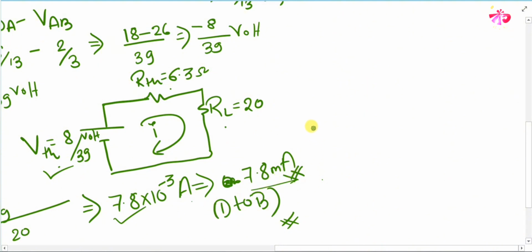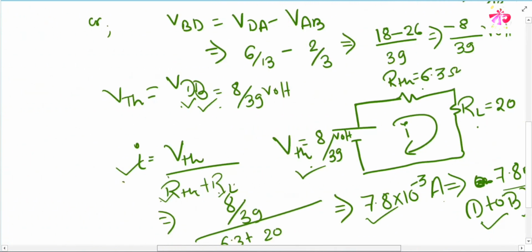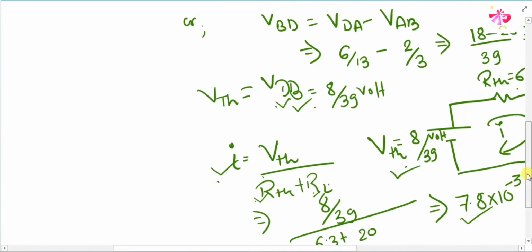We found that while going from B to D, our answer was negative, and on interchanging the polarity, we found D to B. That's why our conclusion was that current flows from D to B. That's how you can solve this problem using Thevenin's theorem. Hope this question is helpful for you and makes your concept clearer.